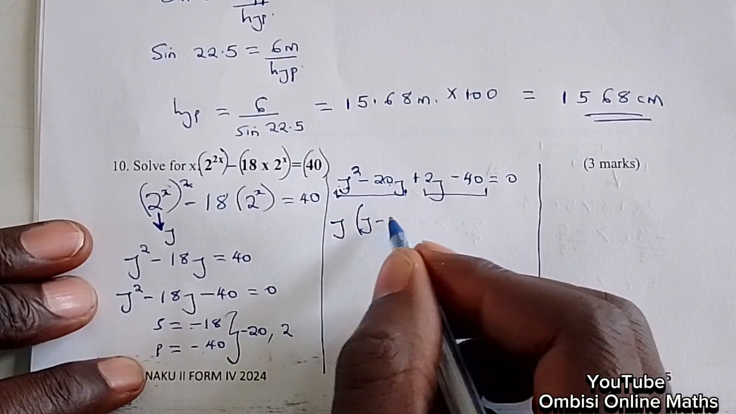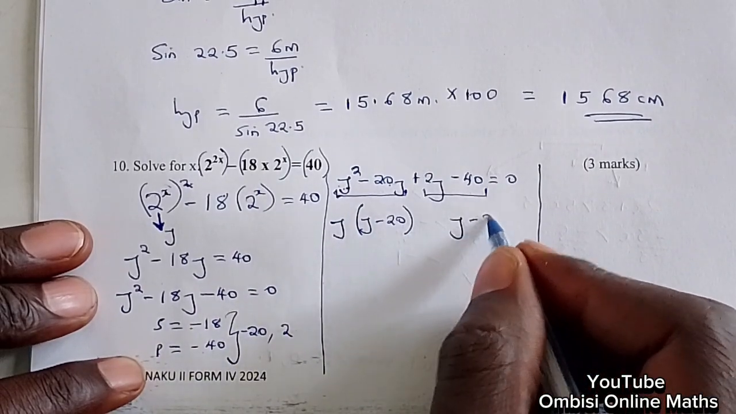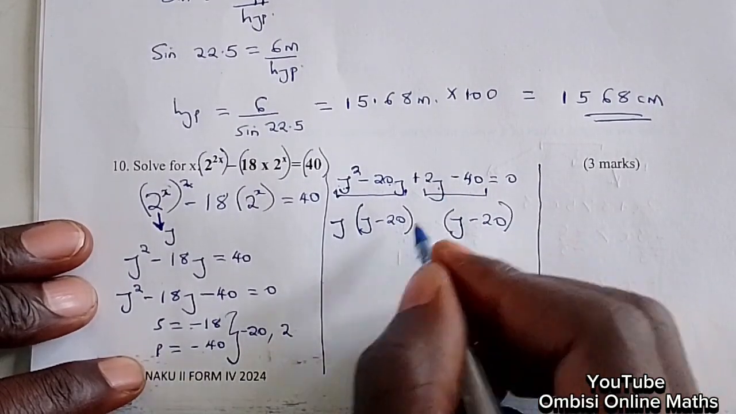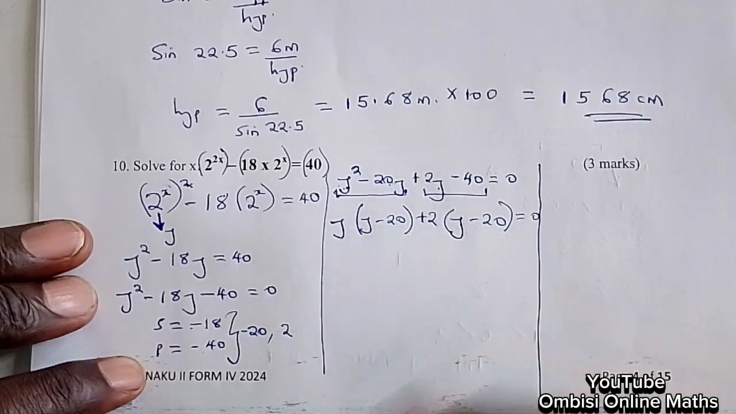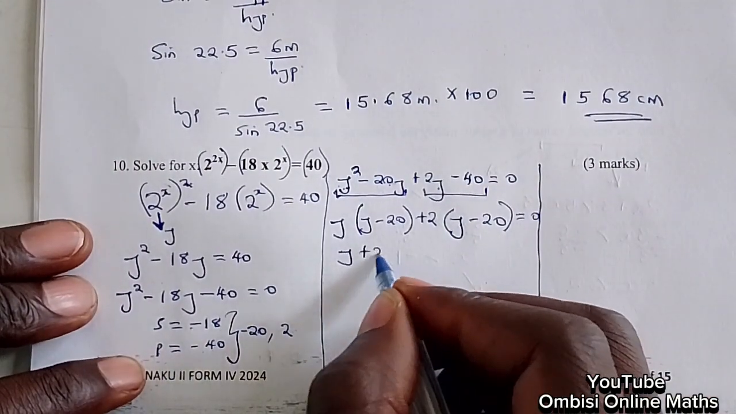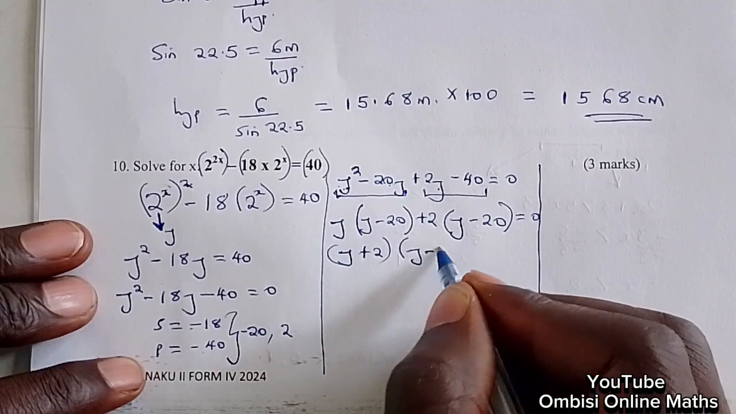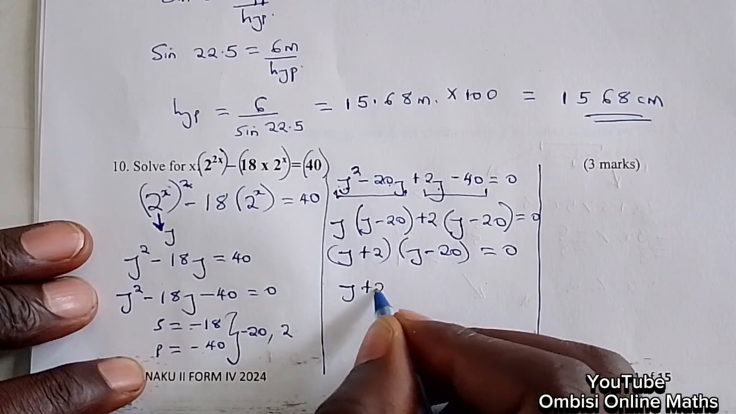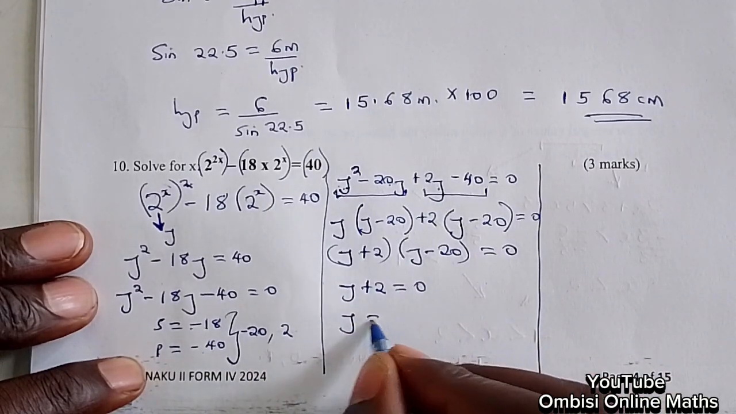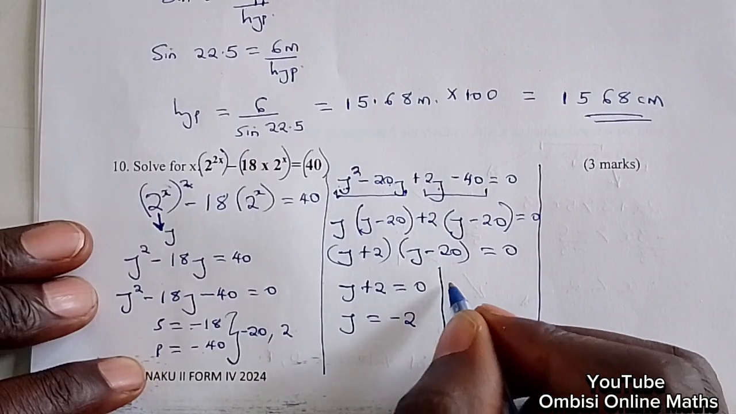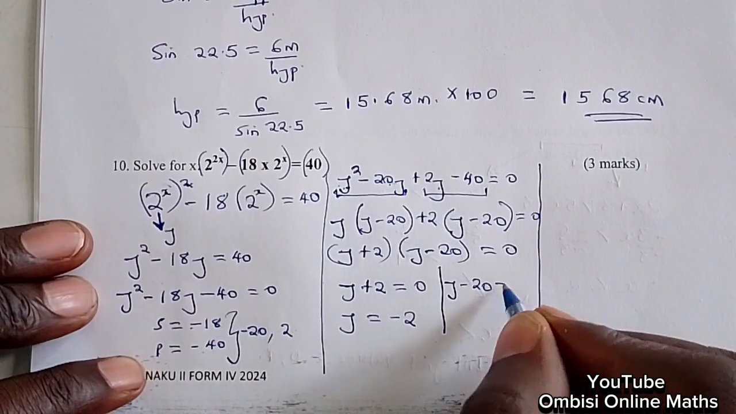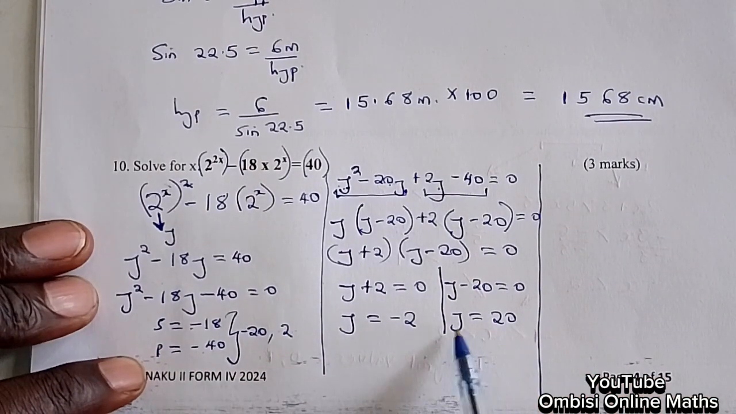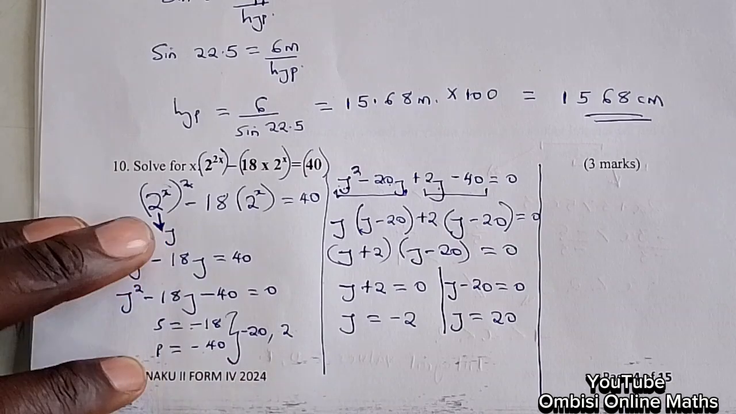So you remain with the y minus 20. Also you have y minus 20 here. So what can you do to y to get to y? You multiply it by positive 2. And this one gives us 0. So either y plus 2 or y minus 20 equals 0. So you have factorized, so you solve. Either y plus 2 equals 0, so y equals negative 2, or y minus 20 equals 0, so y equals 20. But remember, we said let 2 to the power of x be y.